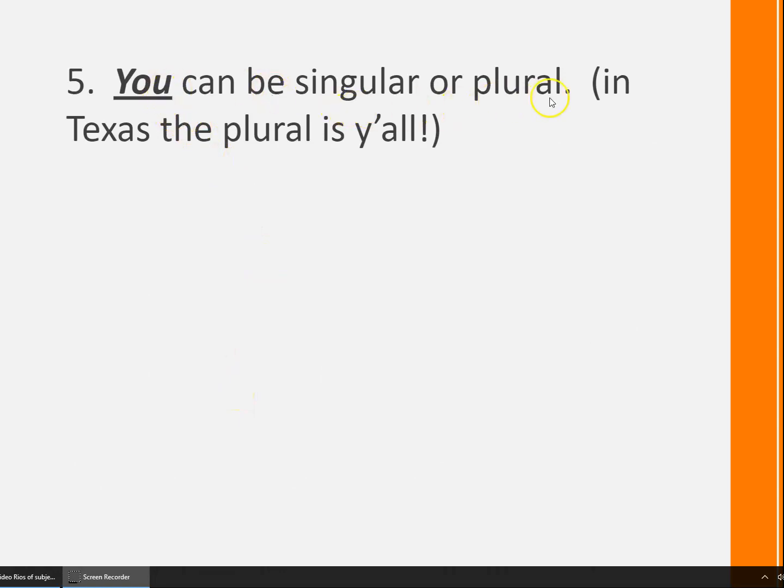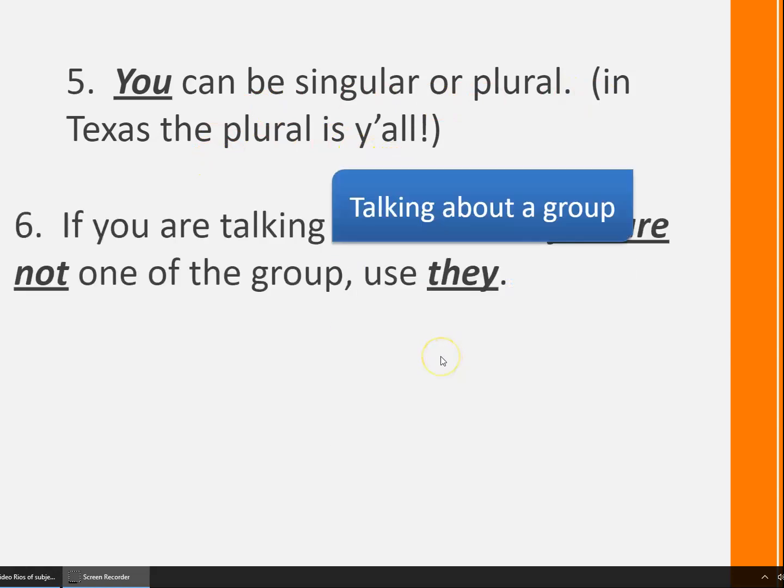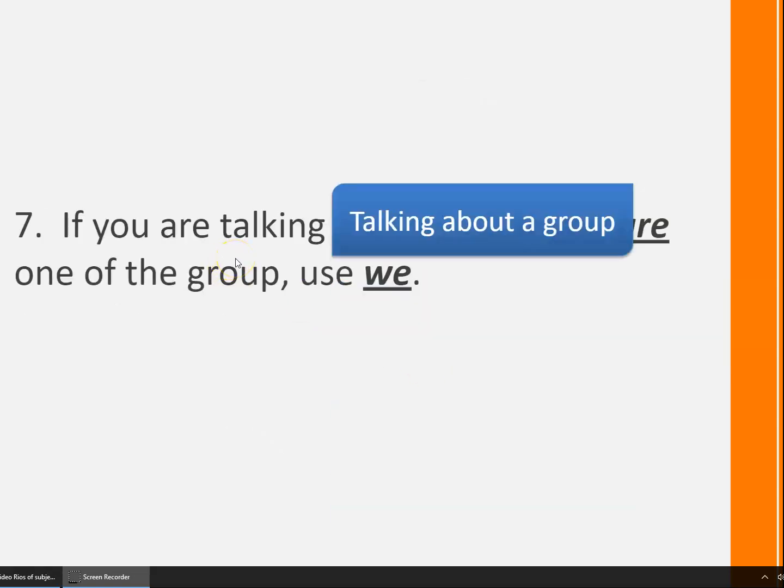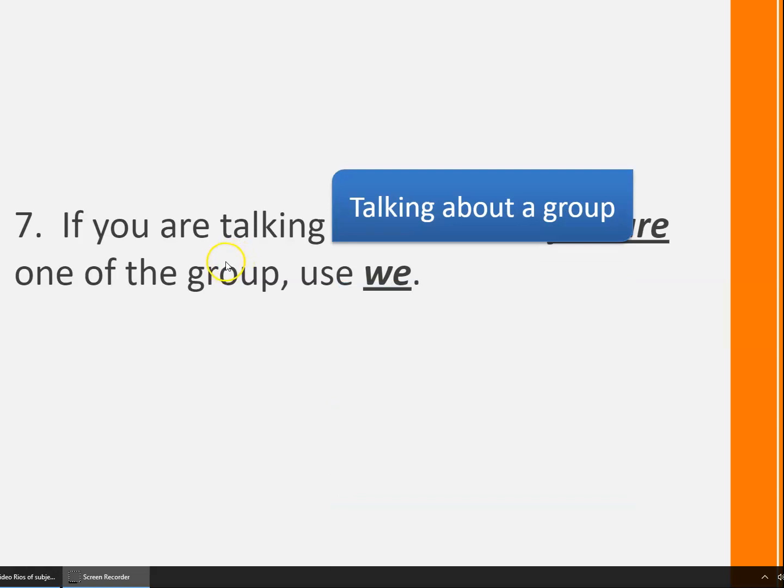You can be singular or plural. In Texas, the plural is y'all. If you're talking about a group of people and you're not included in the group, you use they. This one can be very tricky, especially on the test, because sometimes students think, oh, they say los estudiantes, which is the students, so that includes me. Unless specifically including you, you should use they. If you're talking about a group and you're included in that group, then you're going to use we.